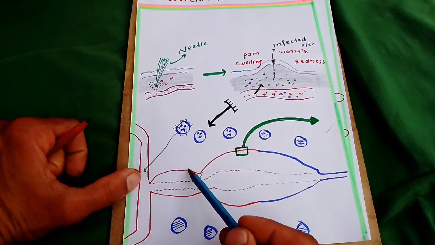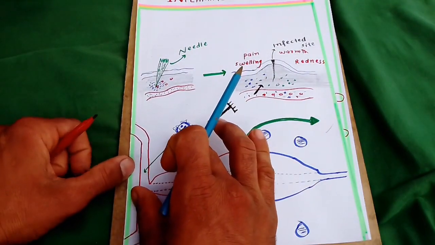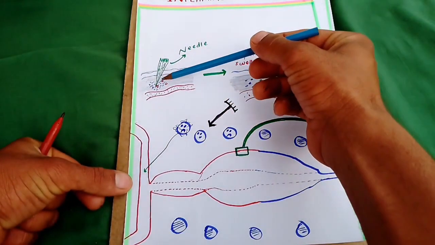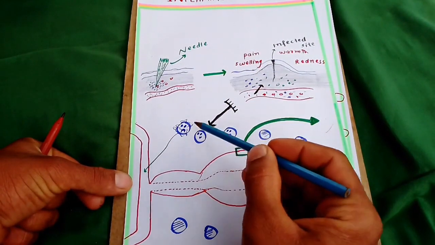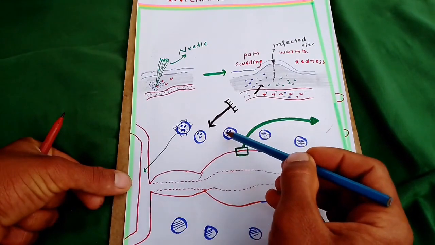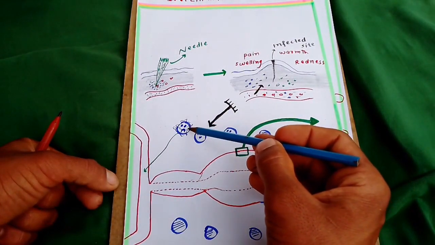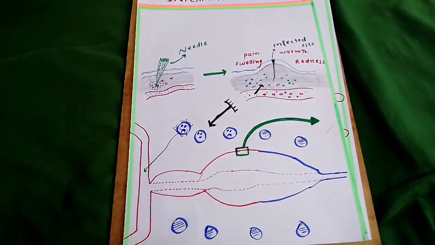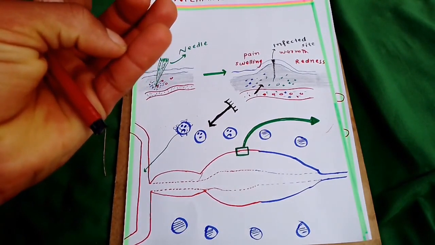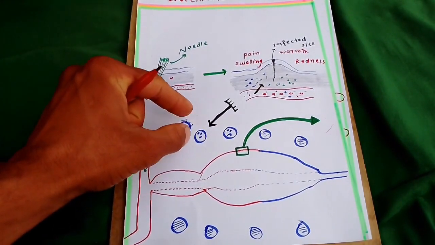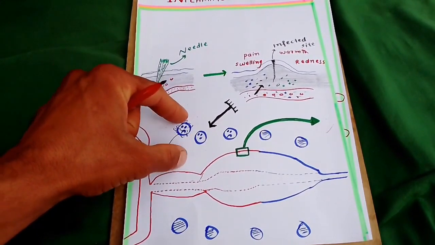So this is the dilated condition. When infection occurs, this area becomes dilated. How does it become dilated? Suppose this is the cell. These are the intercellular cells. These are the tissue cells. This cell is infected by the needle. Then the infected cell releases bradykinin, histamine, and prostaglandin. These substances are released by the infected cell.